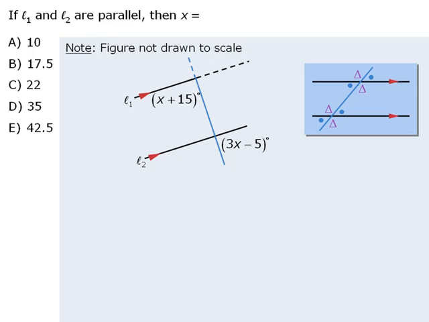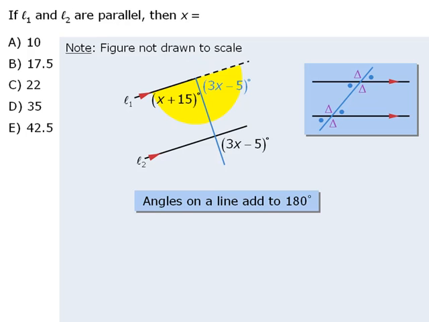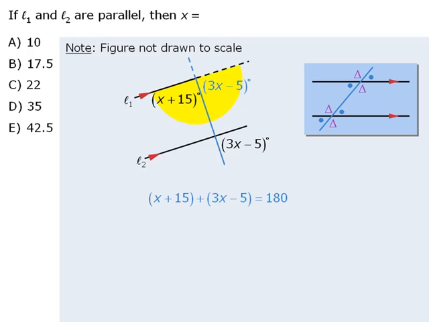I'm going to begin by recognizing that these two angles must be equal. So since one angle is 3x minus 5 degrees, the other angle must also be 3x minus 5 degrees. From here we can see that we have two angles on a line, and two angles on a line must add to be 180 degrees. So we can conclude that x plus 15 plus 3x minus 5 must equal 180.